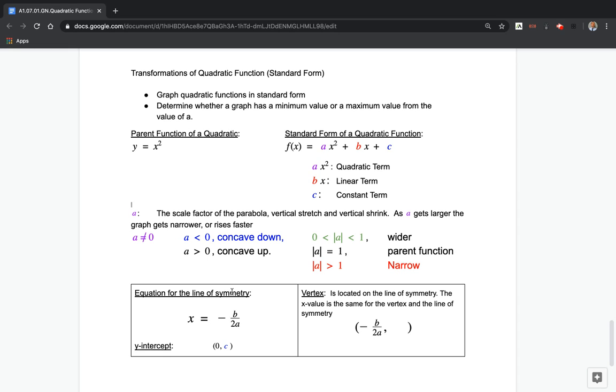These are the equations that we'll have to use. In this case, we have the equation for the line of symmetry, x equals negative b over 2a. We'll have to use that. And the y-intercept of 0, c. So whatever the c value is by itself, that's where the graph is going to intersect the y-axis. We can also calculate the vertex using the same equation that we did earlier. So let's take a look at a couple examples.